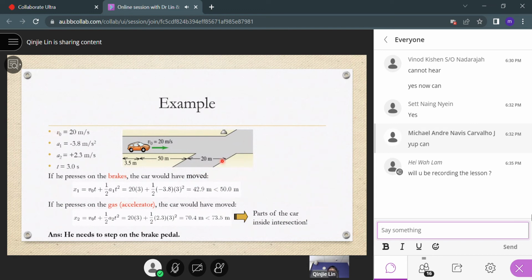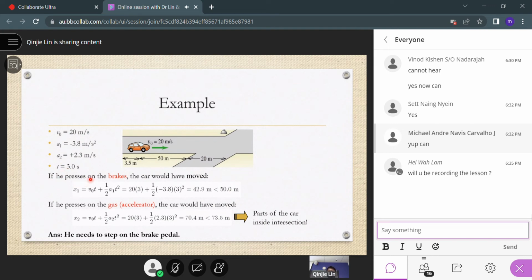At the top here is basically just another rewriting of the same question. Okay, so V naught, this is the initial velocity. This is the first case, the acceleration, right? When you step on brake, it's a negative acceleration. A2 is the second scenario where you have positive acceleration, and the time taken will be 3 seconds, because the light stays yellow for 3 seconds.